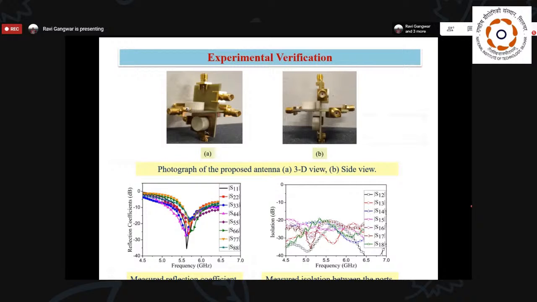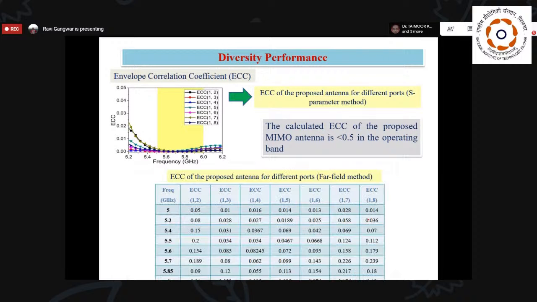So here I have experimentally designed this antenna. You can see the fabricated structure, and then we have measured its performance. You can see that we get better isolation than 20 dB. And here I have checked the diversity performance. The ECC value from the S parameters is less than 0.01.